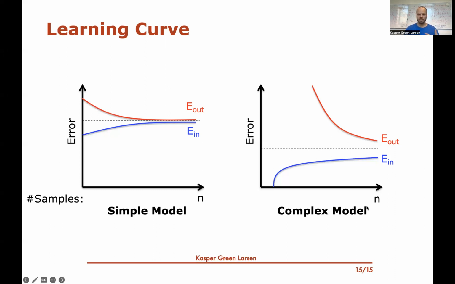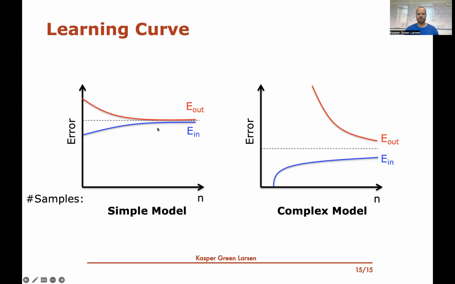On the other hand, if I use a really complicated model, then I can get a really good in-sample error. In particular, if I have very little data, then I can perfectly fit it. And in general, I can drive the in-sample error much further down. But the issue is that the gap between the in-sample error and out-of-sample error is much bigger. So I need much more data before the in-sample error and out-of-sample error get close.